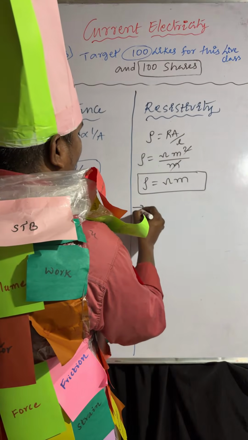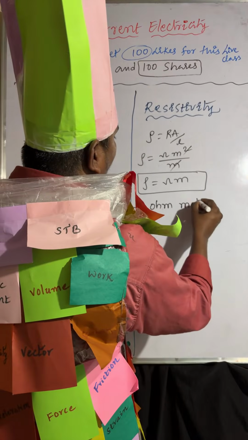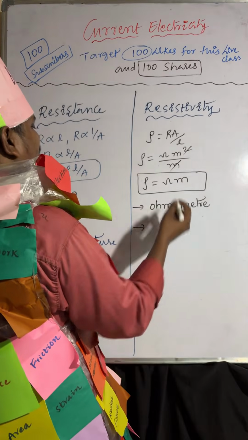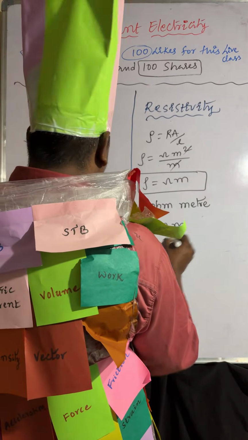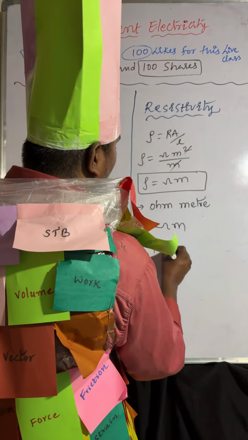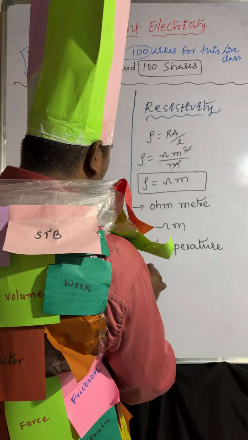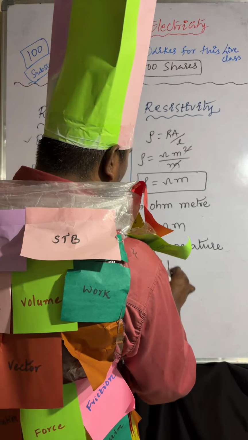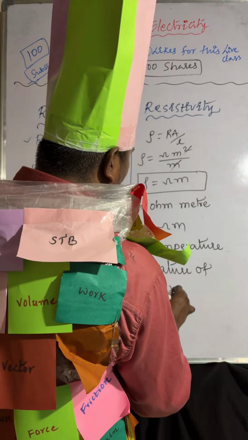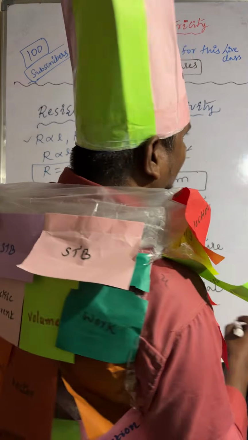Understood or not? So we can write it like this: ohm meter. Coming to resistivity, it depends on temperature, and resistivity depends on the nature of the material. Understood or not?